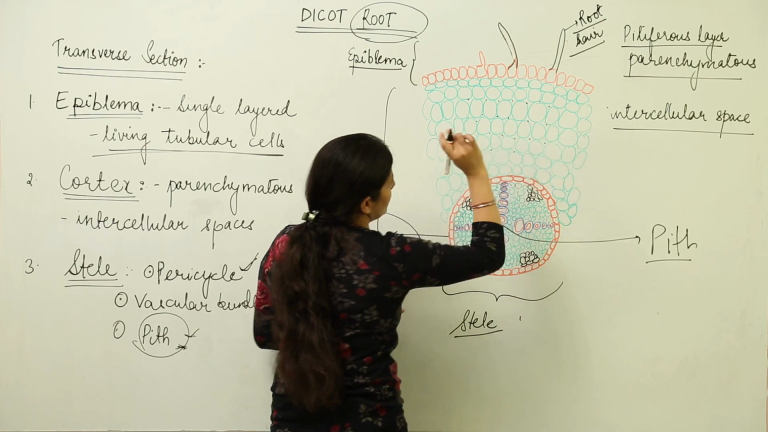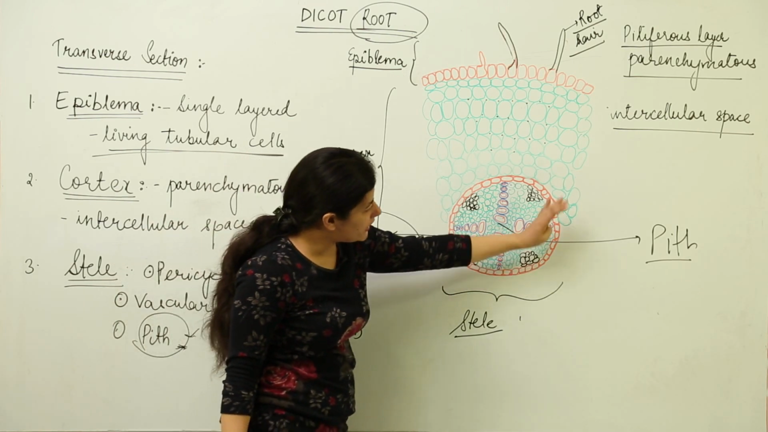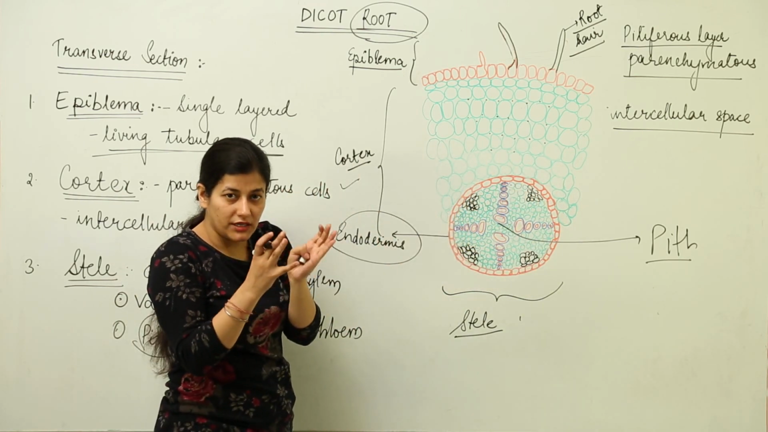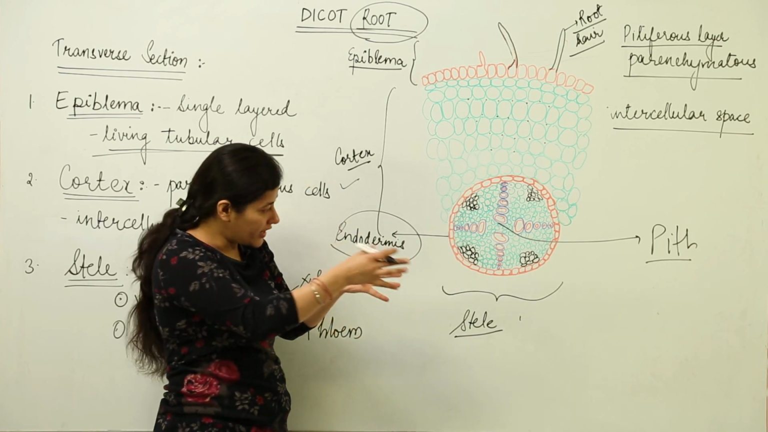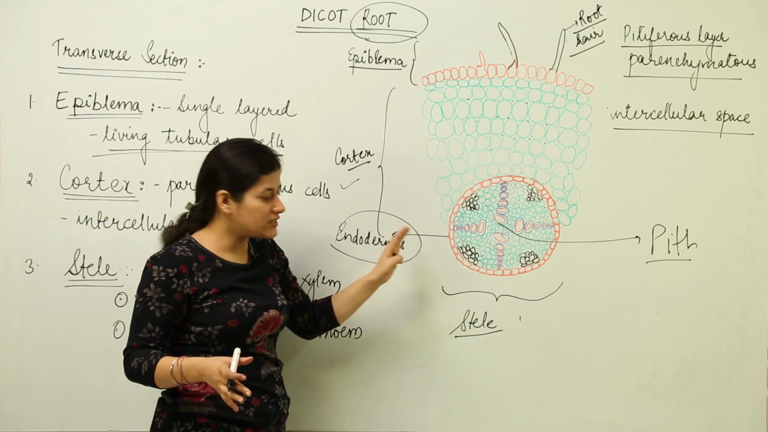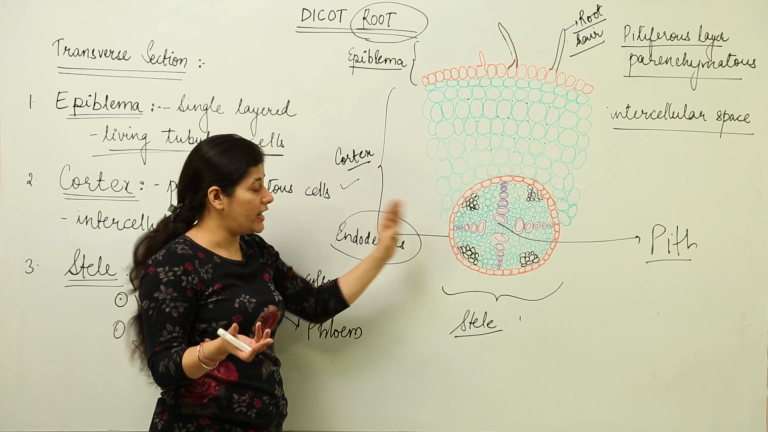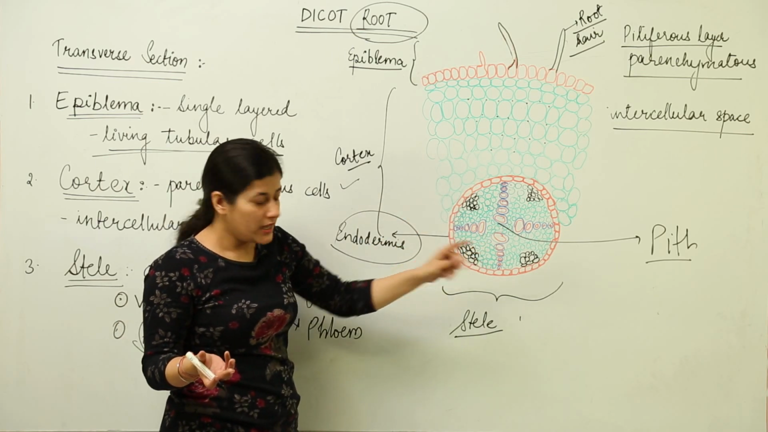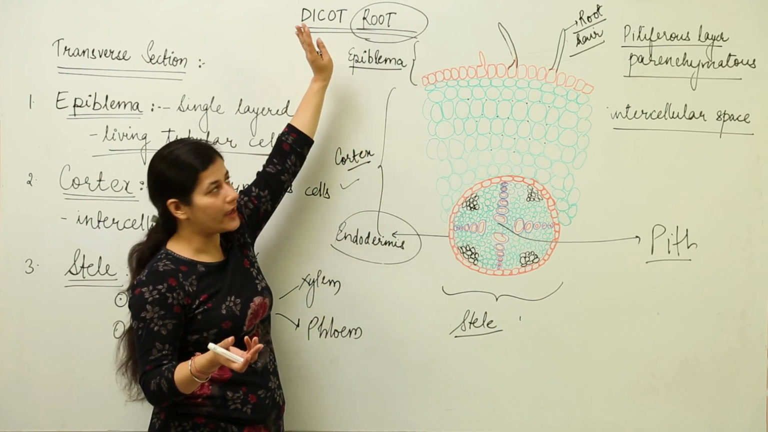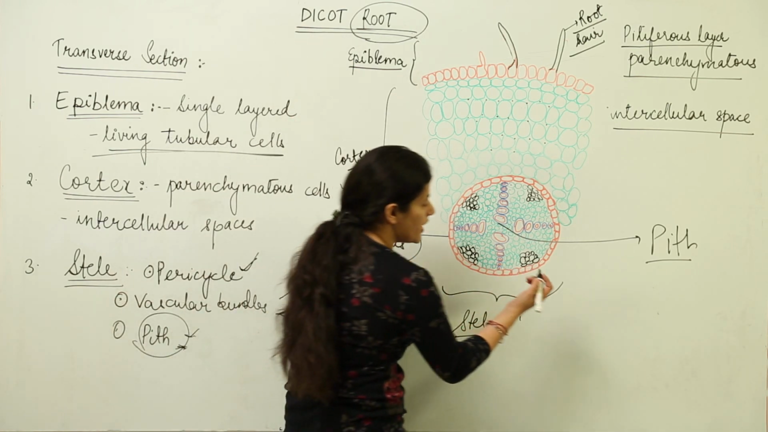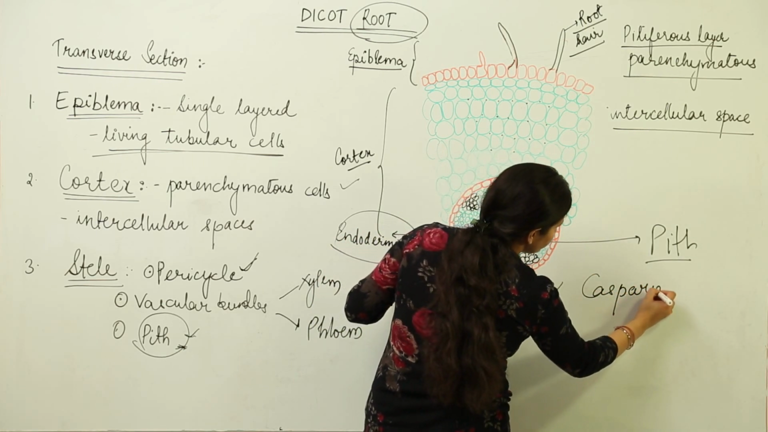Moving further, we have a barrel shaped cell layer, closely packed, in fact tightly packed, so closely that it looks like many barrels are placed next to each other. This barrel shaped layer is made up of, again, parenchymatous cells, and this layer is known as endodermis. Now in this endodermis, you have to remember that there is a characteristic feature in dicot root, that is, the endodermis has Casparian strips.